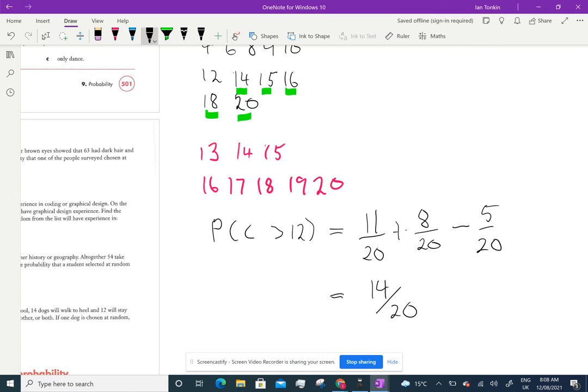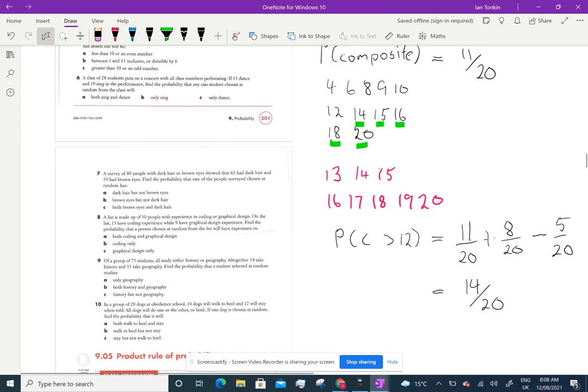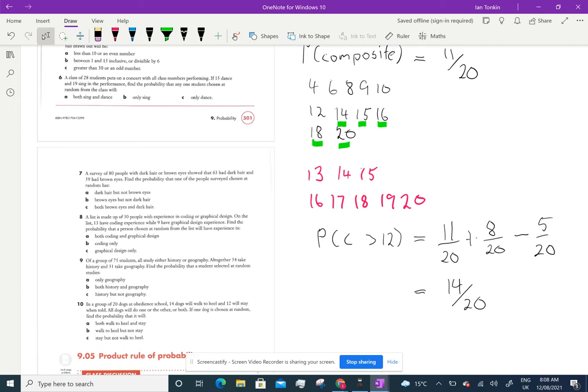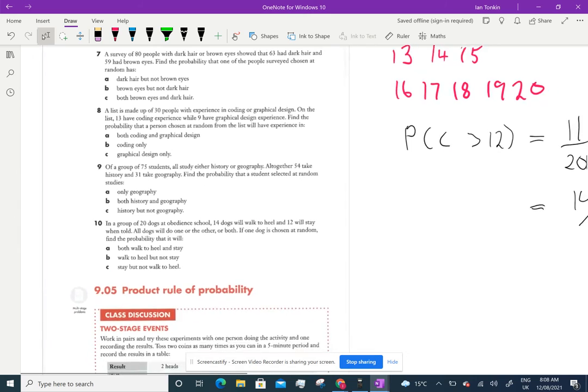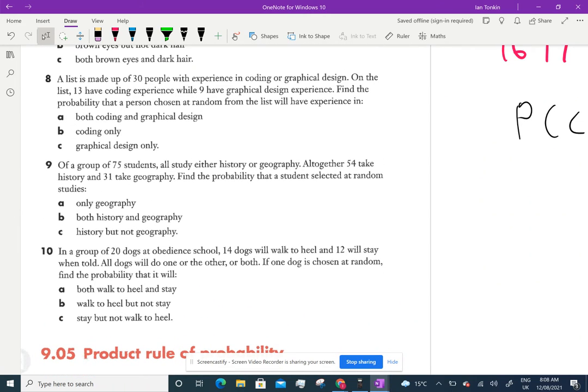But you can just go, I've listed them all anyway, so I'll just count the ones I need to know. And you could count 14. So it's up to you how you want to do them. I want to make this a quick one. So I'm just going to go along and have a look at some of the last ones. So I'll have a look at 9 and I'll have a look at 10.